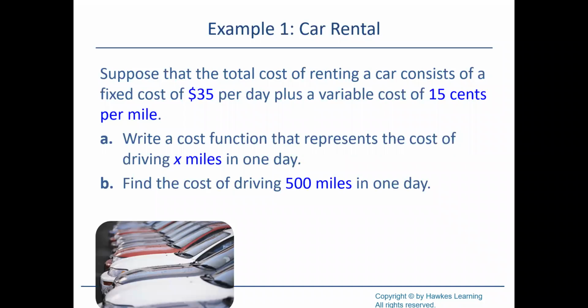Example 1, car rental. Suppose that the total cost of renting a car consists of a fixed cost of $35 per day plus a variable cost of 15 cents per mile. Part A, write a cost function that represents the cost of driving X miles in one day. Part B, find the cost of driving 500 miles in one day.